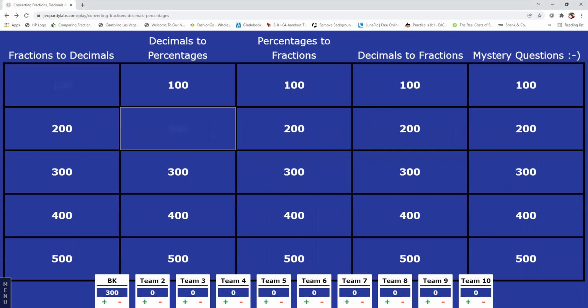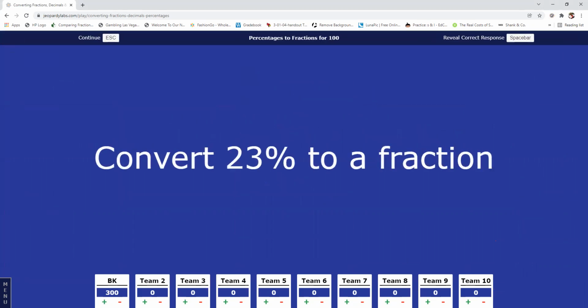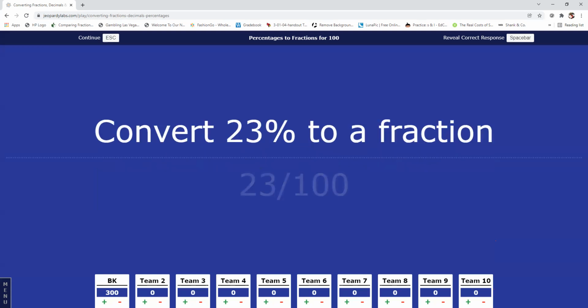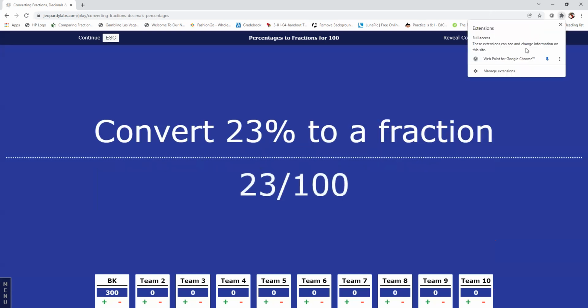All right, let's try percentages to fractions for 100. Convert 23% to a fraction. All right, and the correct answer is going to be 23 over 100 or 23 hundredths.